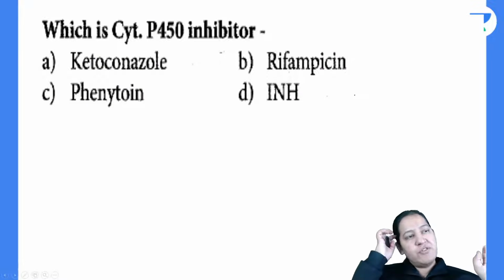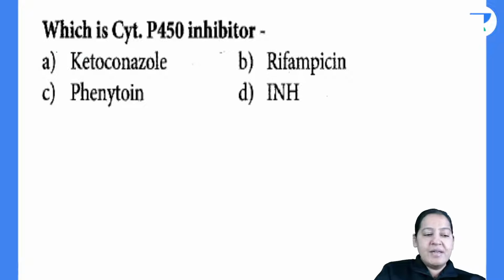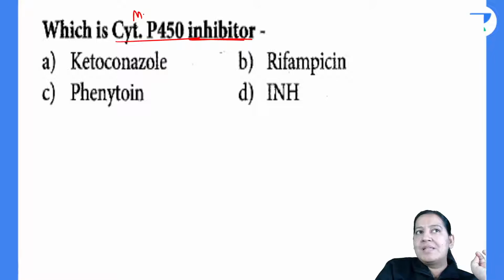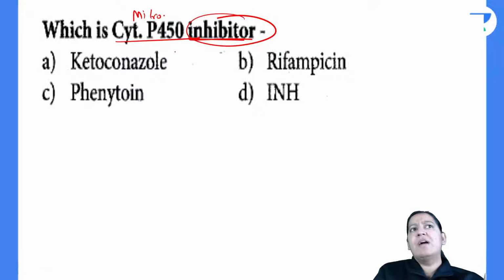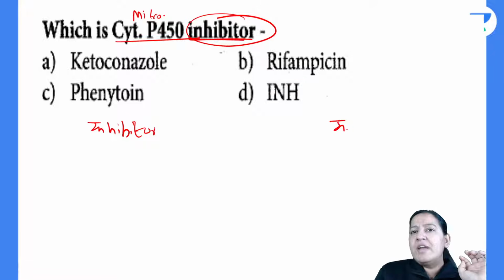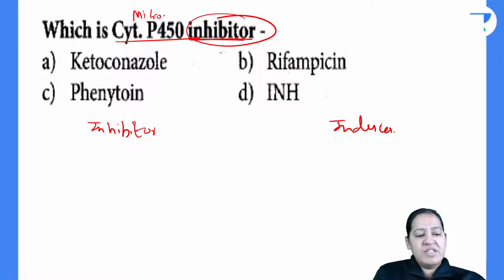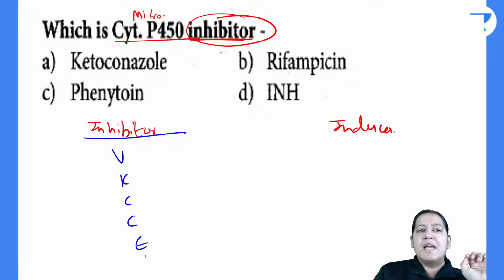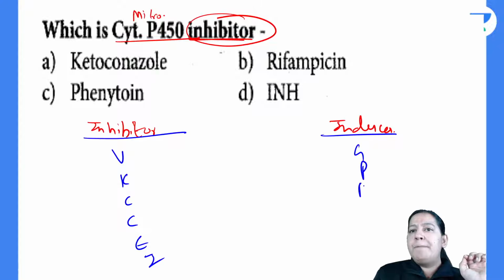Now this is the next question in front of you. Again apply the mnemonic. Read the question: which of the following is an inhibitor? Cytochrome P450 means microsomal enzyme, so they are asking for a microsomal enzyme inhibitor. Again they are asking for the inhibitor. Who will tell me the two mnemonics? Inhibitor का mnemonic है vitamin K cannot cause enzyme inhibition, और inducer का mnemonic है GPRS cell phone. Apply it. See the options.